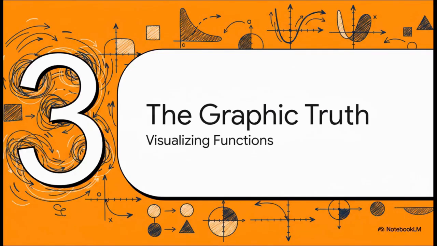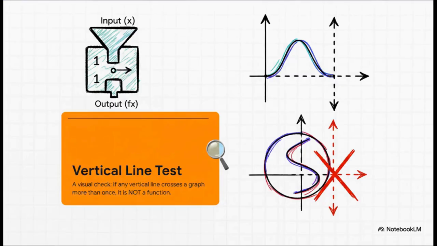All right, algebra is awesome, but you know what they say? Sometimes a picture is worth 1,000 equations. So let's see how we can actually visualize some of these ideas. This brings us to something called the vertical line test. It's a really simple, almost foolproof visual check. Remember the most important rule of our function machine? For every one input, you can only get one output. Well, the vertical line test is how we check for that on a graph.